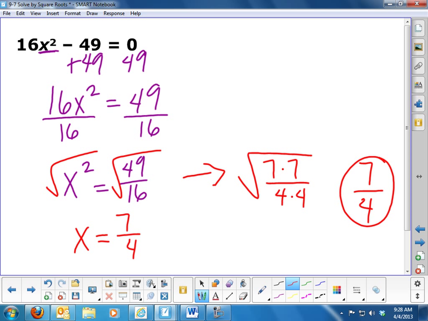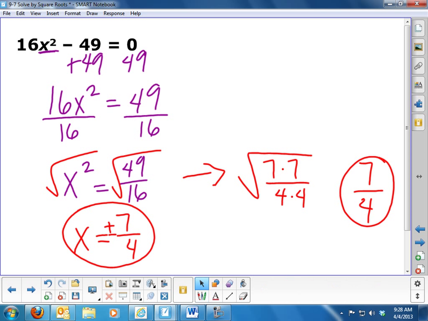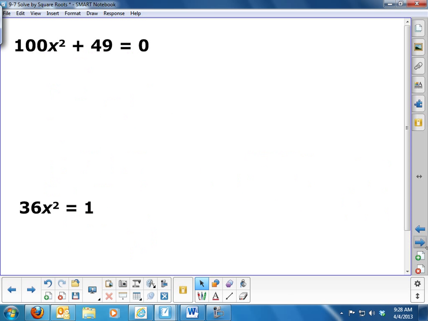Can you think of what it is? It's my plus or minus. I'm talking about the positive and the negative. So my two zeros here are x equals positive 7/4 and negative 7/4. Okay, let's look at these two.